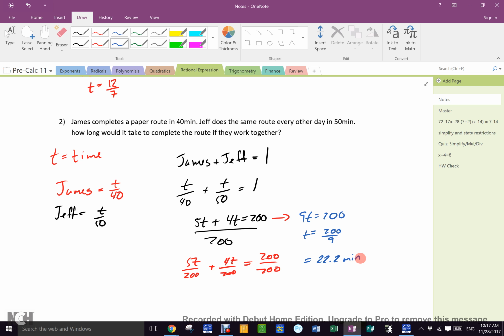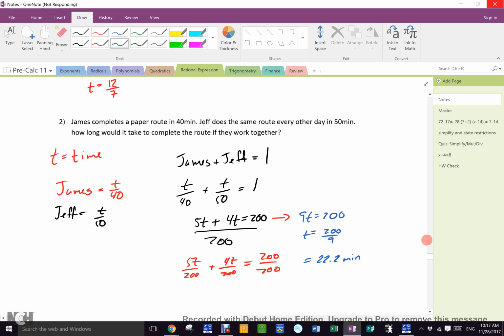Okay, turn the page over. See if you guys can do this third one, because it's still one variable. Read the question, see if you can figure it out.